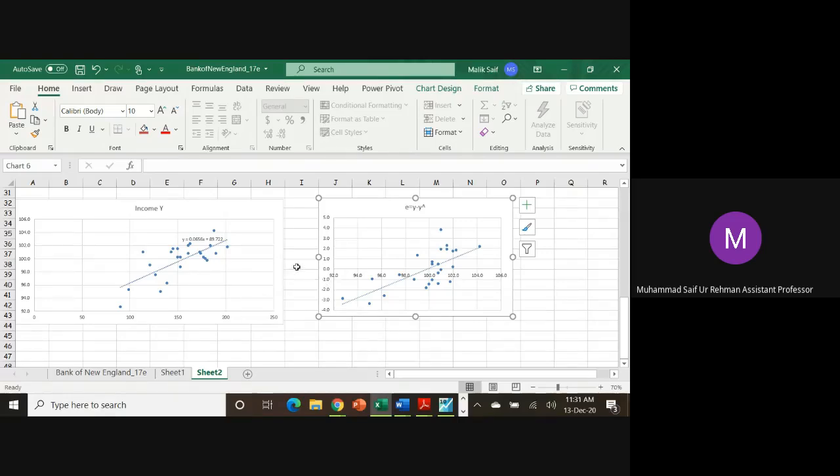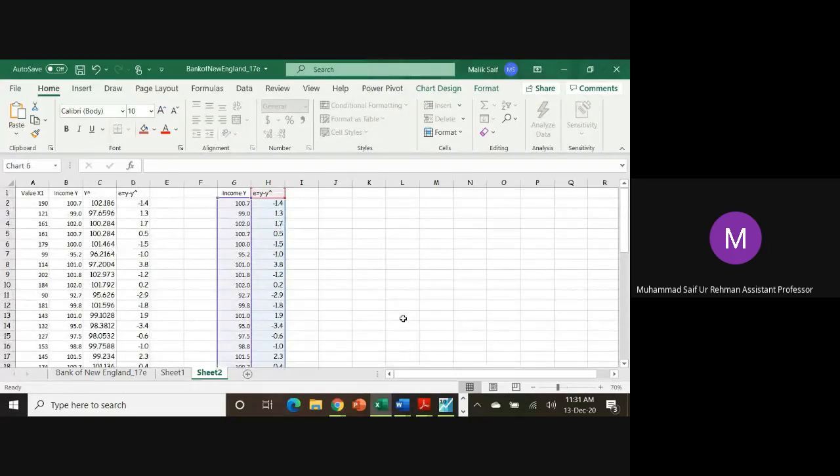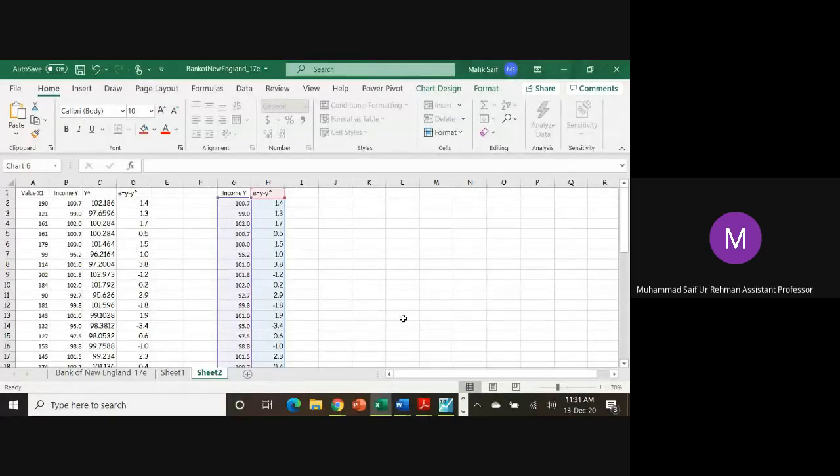Otherwise, if you simply take the residual values and regress on the y values, you will be able to know whether there is the issue of heteroscedasticity or not. So let me regress it on the y hat. What happens if I regress this on the y hat?